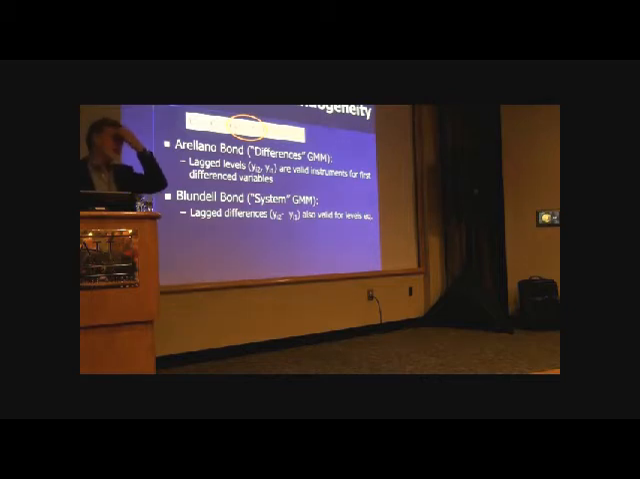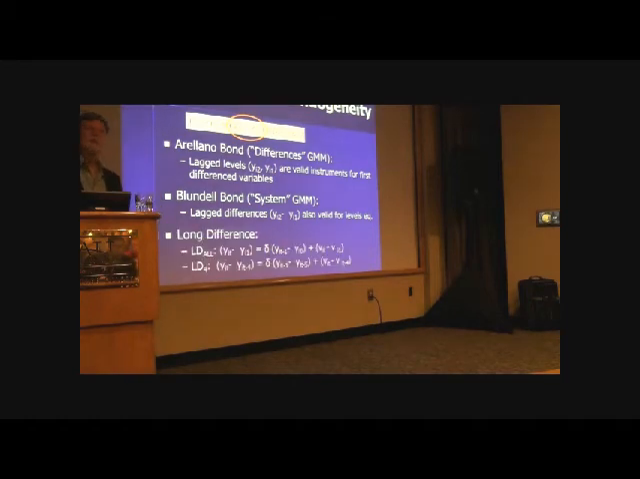Blundell and Bond, a couple of years later, 1998, I think, say, well, look, it also turns out that the lagged differences are legitimate statistical instruments for the levels. So they have a two-equation system where in one equation they do what Arellano-Bond did, and in the other equation they instrument for the levels of the variables with the lagged first differences.